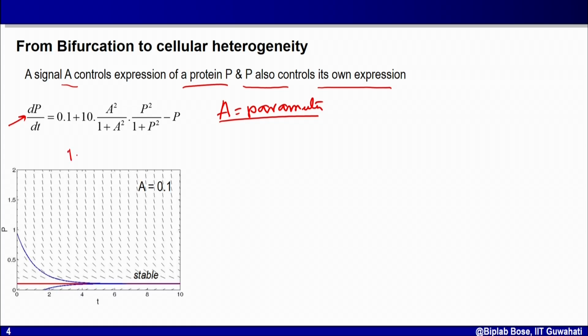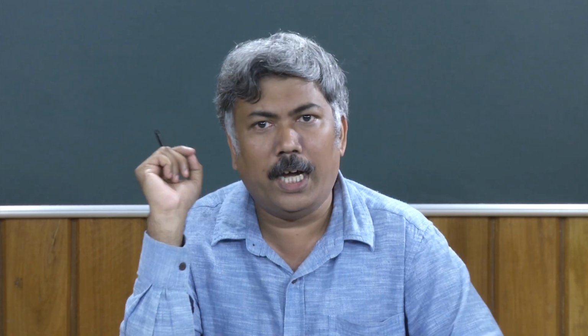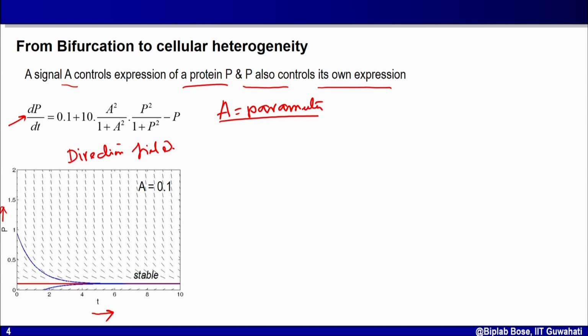So I have drawn the direction field here. I hope you remember what a direction field is. In a direction field I have T on the horizontal axis and P, the concentration of the protein, on the vertical axis, and I have divided this whole plane in a grid, and at each grid point I have drawn an arrow. Here the arrowhead has not been shown, only the line, and the slope of each line at each grid point is equal to the derivative of P with respect to time, dP/dt, at that position. So in this way you can see this red line shown here is actually a steady state.